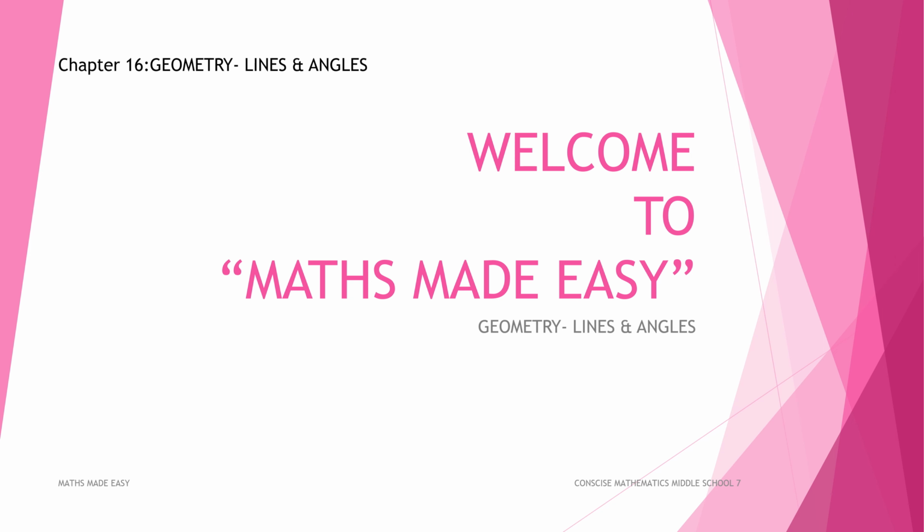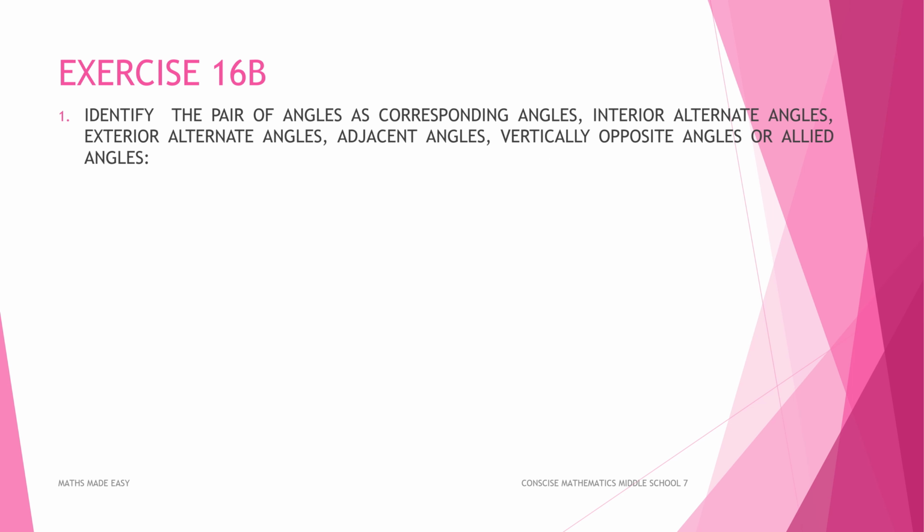Let's continue with geometry, lines and angles, exercise 16b, part 1. Here they are asking us to identify the pair of angles, whether the pair of angles are corresponding angles, interior alternate angles, exterior alternate angles, adjacent angles, vertically opposite angles or allied angles.